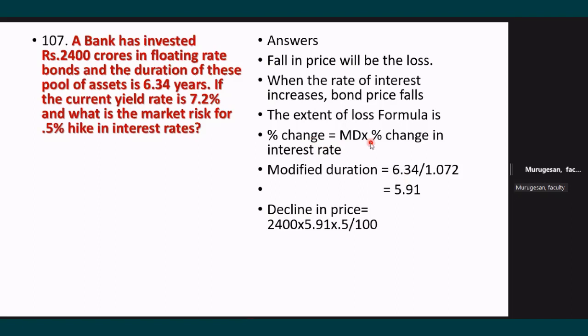So now, modified duration, how do we have to find it out? It is 6.34. I think all of you have done it in treasury. MD is equal to D divided by 1 plus R. What is R here? 7.2.